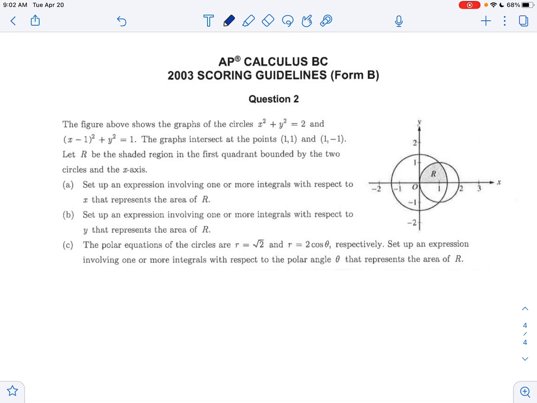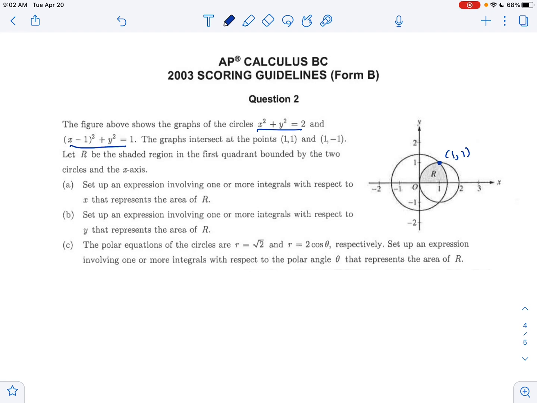Okay, so here we have the 2003 Form B question 2. We have two equations, and it looks like initially when we look at circles, we think polar. But the equations presented are written in rectangular coordinate points. They provide the intersection point, one of which is (1, 1). The other one is (1, -1) below there.